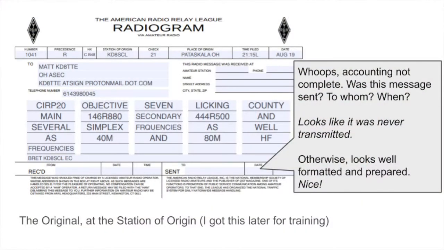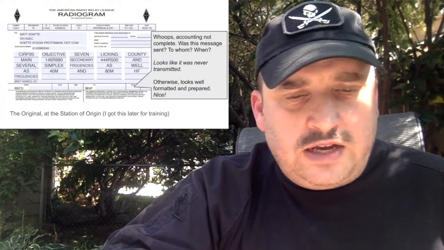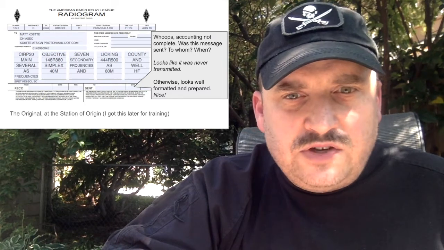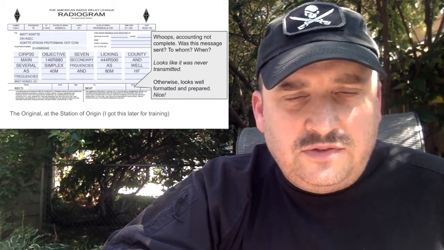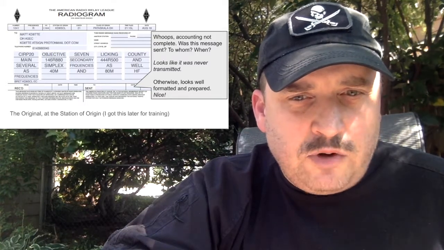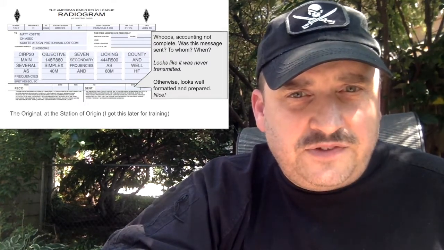So let's take a look at the original radiogram. I actually got this after the fact from the originator, and it's helpful to take a look at that first because we want to see how it looked at the station before it began the process of relay by radio. It looks like a perfectly normal radio message. It seems to be formatted well, and the only thing that I want to point out is that we do not have, down in the bottom right, the accounting, the sent section.